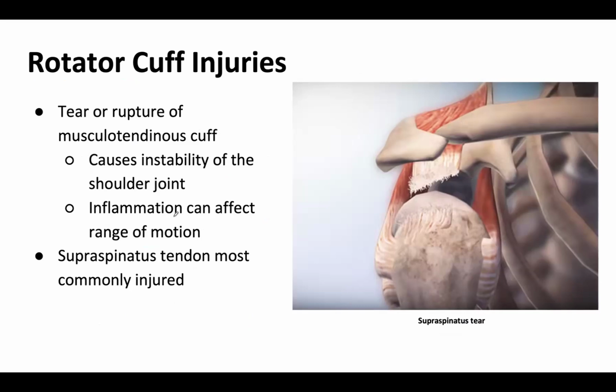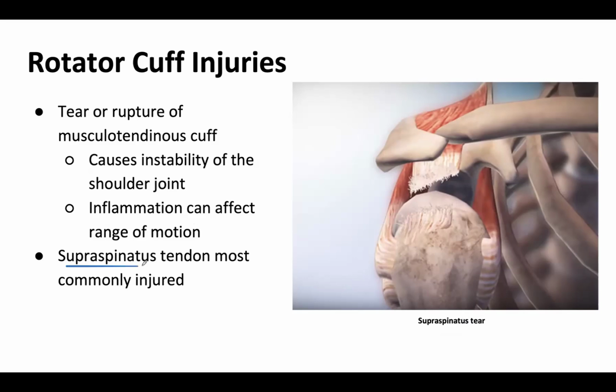Rotator cuff injuries are fairly common. There is a lot of action and a lot of friction in this area. So a tear or a rupture of that musculotendinous cuff is a common clinical issue, and this can cause some pretty serious instability of the shoulder joint. And if there is inflammation in this area due to the damage or tendinitis of the tendons, that can greatly affect the range of motion that the shoulder joint is capable of.